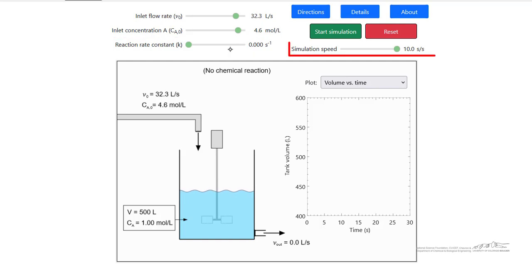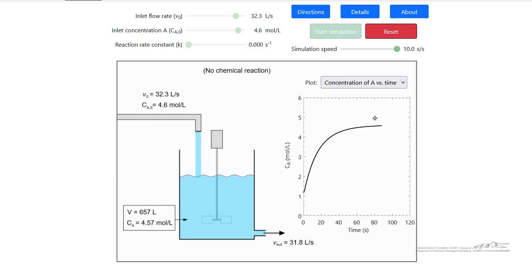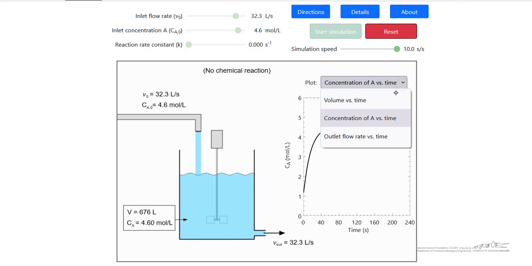Here's the simulation where we've turned off the reaction by setting the rate constant equal to 0, and we set the simulation speed to its maximum value. And we can look at volume versus time. So if we start the simulation, it plots the volume versus time, and then you'll notice the x-axis resets. We also can look at concentration versus time, since we're feeding in a higher concentration than initially was in the tank, and we get the steady state concentration.